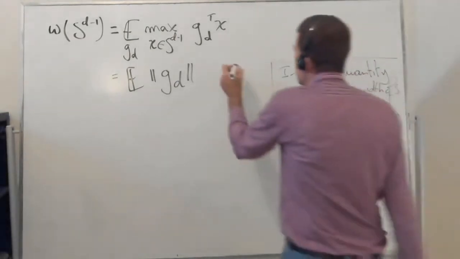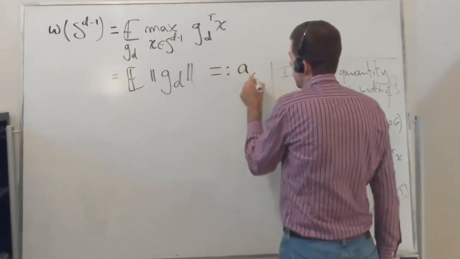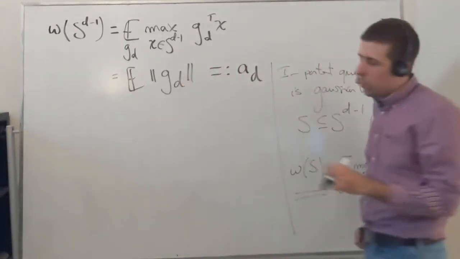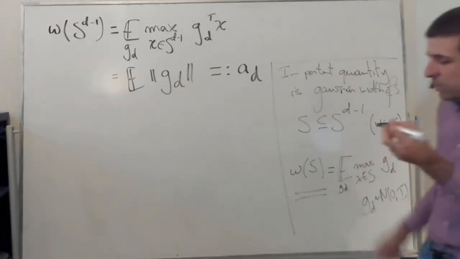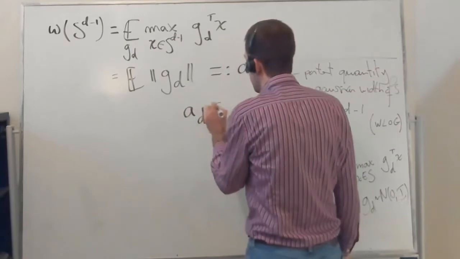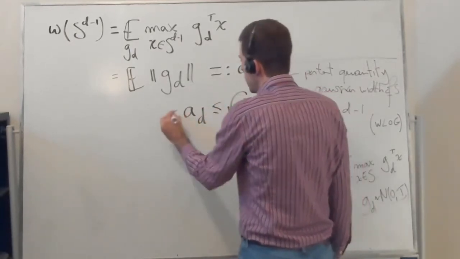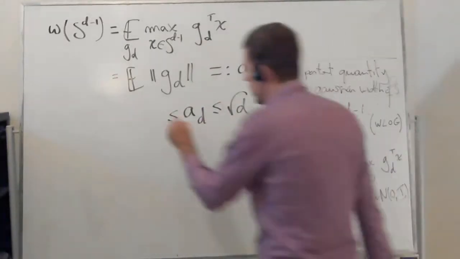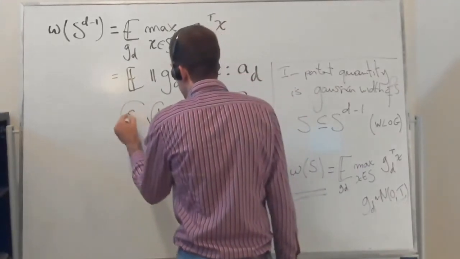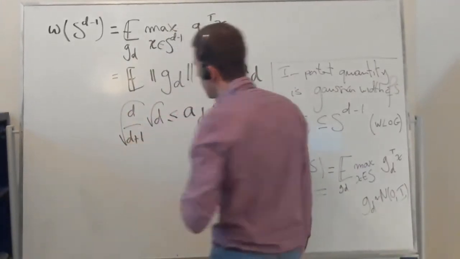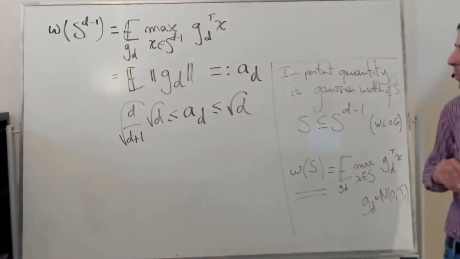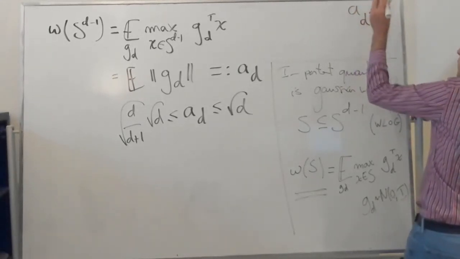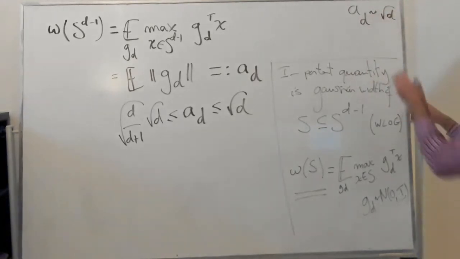Okay, but we're going to define it to be a_d. This quantity will show up a lot, and this is in fact around square root d. I mean, the norm of a standard Gaussian in d dimensions is around square root d, and so a_d is smaller or equal than square root d, and bigger or equal than square root d times a factor that looks a lot like 1, square root of d over d plus 1. So it's essentially square root d, and this will be an important normalizing factor. Okay, so a_d is around square root d. Let's leave that on the board.